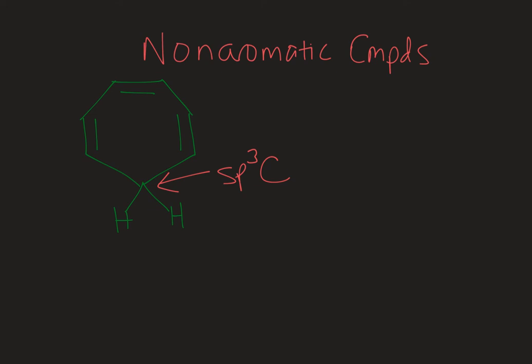So we don't even have to count electrons when it comes to non-aromatic compounds. We just have to recognize that carbon that is disrupting the conjugation of the system. So this molecule would be described as a non-aromatic molecule. And any molecule that has a pi system broken up by an sp3 hybridized carbon, or it could be another atom too, anything that doesn't have a p orbital is going to be non-aromatic.